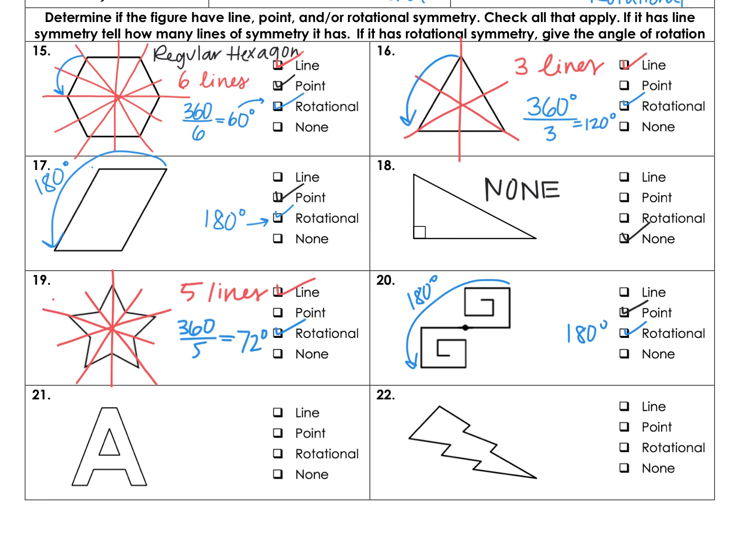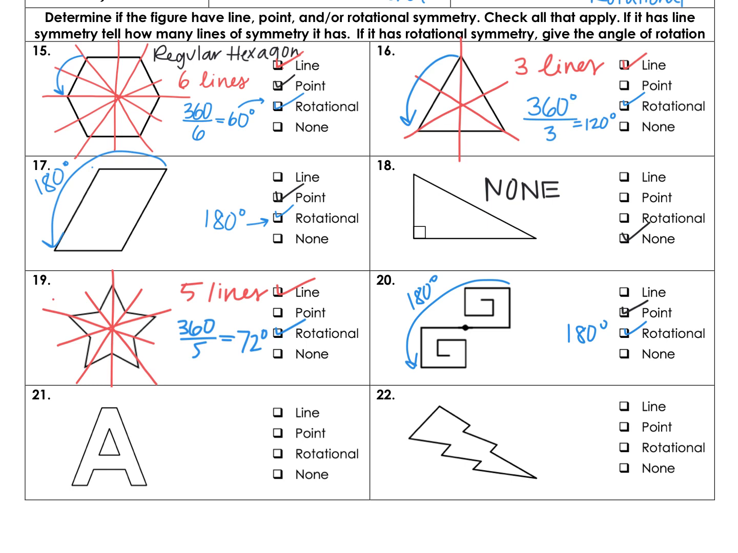Number 20 doesn't have any line symmetry. You cannot draw a line through it and make it have a mirror image. But will it look the same if you flip it this way? Hold on, if you turn it 180 degrees, yeah, it would look the same. So yes, it has rotational as well, but only for 180 degrees.